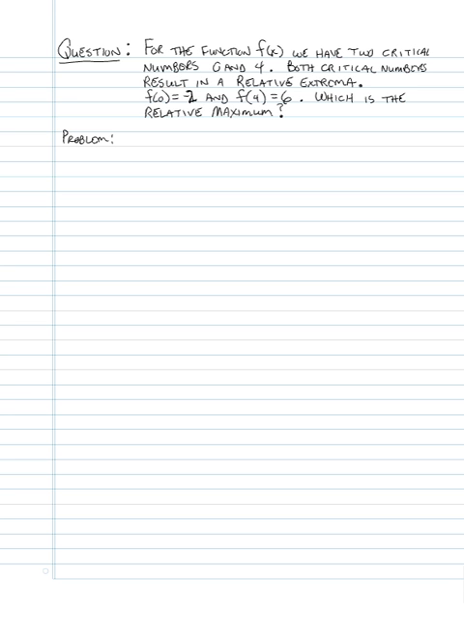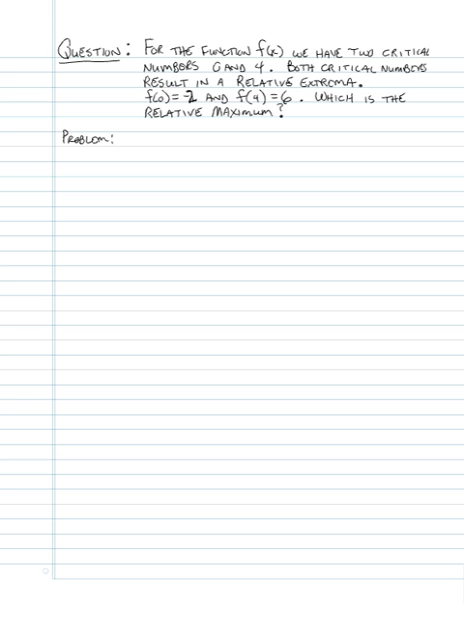Now, we also know that f of 0 is the number negative 2. So the y value that goes with x equals 0 is negative 2. And f of 4 is equal to 6. So the y value that goes with the critical number 4 is positive 6. Which is the relative maximum? Is negative 2 the relative maximum, or is positive 6 the relative maximum? Now, I hope that you probably understand that I wouldn't be asking this question if it was obvious. So here's actually the function.